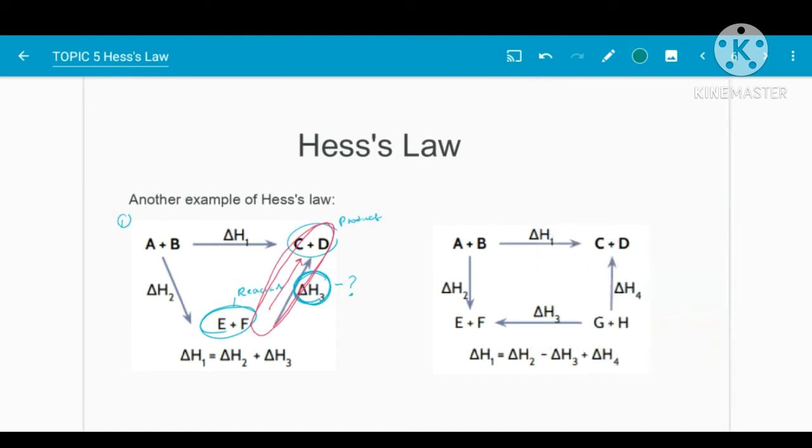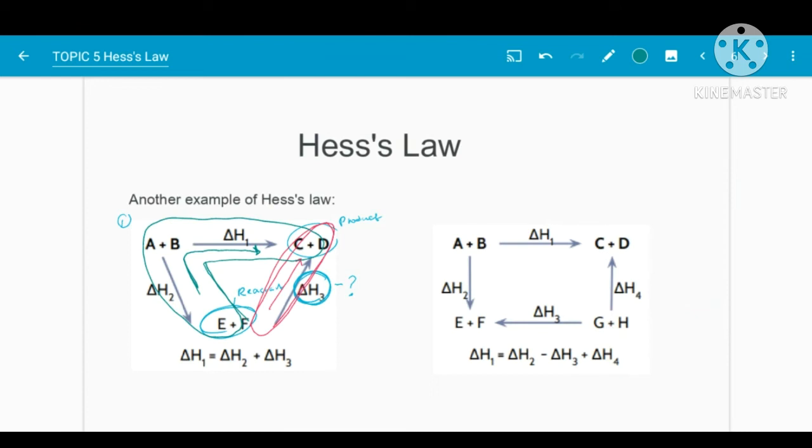Okay, route 2. Remember that it starts with the same return and ends with the same product. This is route 2. And the flow is from the return and ends with the same product.